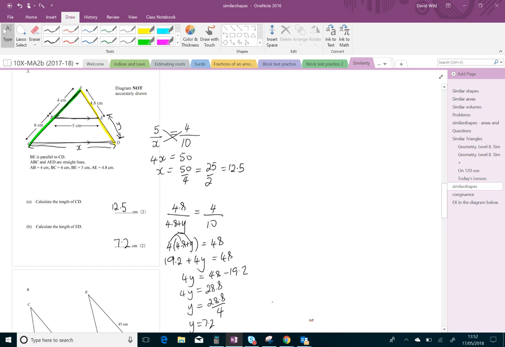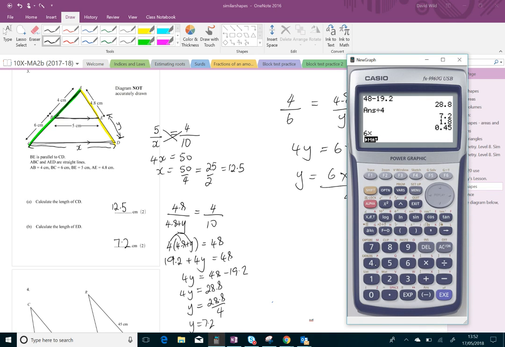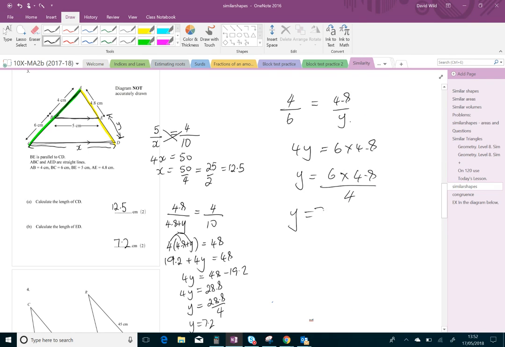7.2. Now we could also have done the same idea as before, so we could have done the green, so 4 to 6 is 4.8 to y. And if we'd done that, we've got 4y is 6 times 4.8. So y is 6 times 4.8 divided by 4. And if we do that, we get 7.2. Same answer. So that would have been easier. Okay.